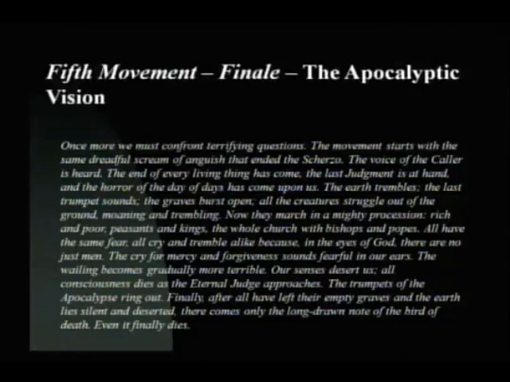Now they march in a mighty procession, rich and poor, peasants and kings. The whole church with bishops and popes, all have the same fear, all cry and tremble alike, because in the eyes of God there are no just men. The cry for mercy and forgiveness sounds fearful in our ears. The wailing becomes gradually more terrible. Our senses desert us. All consciousness dies as the eternal judge approaches. The trumpets of the apocalypse ring out.